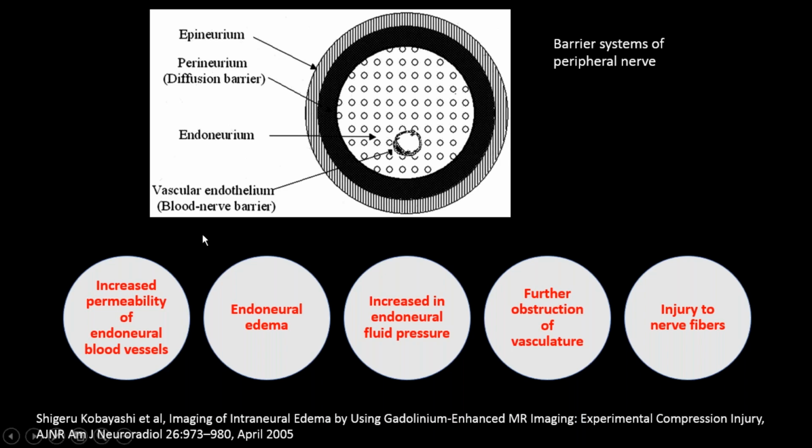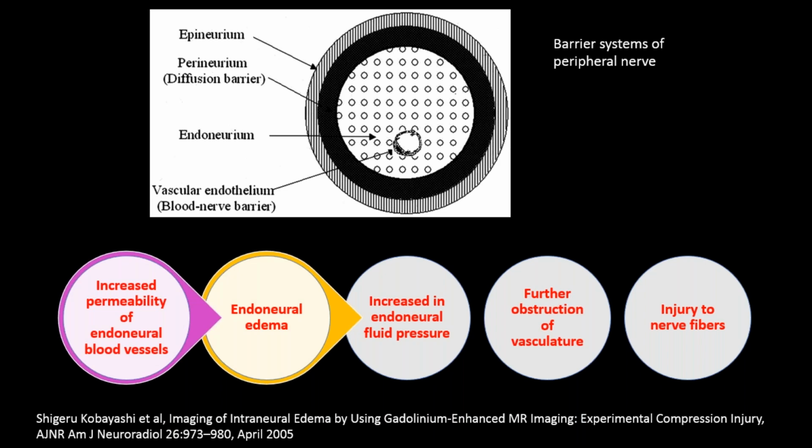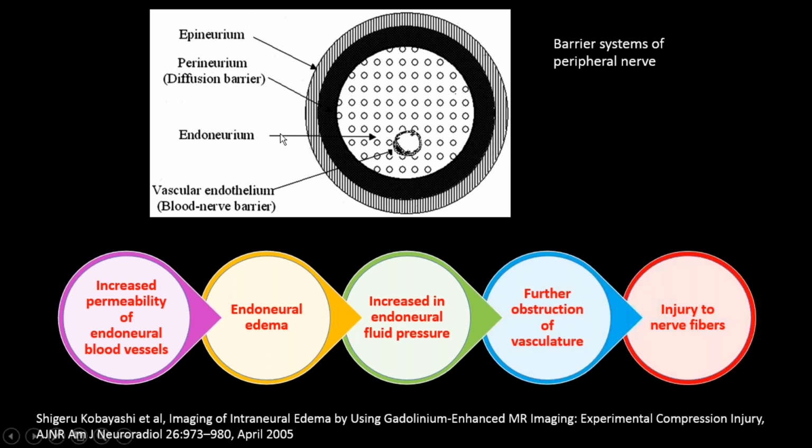So when there is compression, this blood-nerve barrier is compromised, and because of this compromise, there is increased permeability of endoneural blood vessels, which leads to endoneural edema. And because of the edema, there is increased endoneural fluid pressure, which causes further obstruction of the vasculature, which goes like a vicious cycle and leads to the injury of the nerve fibers. So prolonged pressure can injure the nerve fibers, can displace the myelin and cause demyelination and damage to the axons within.